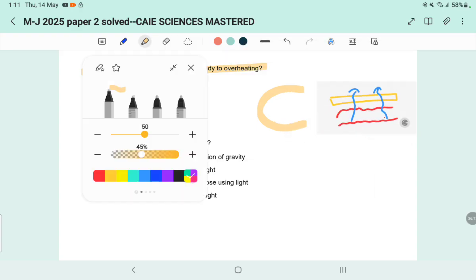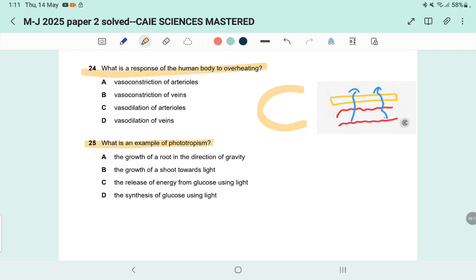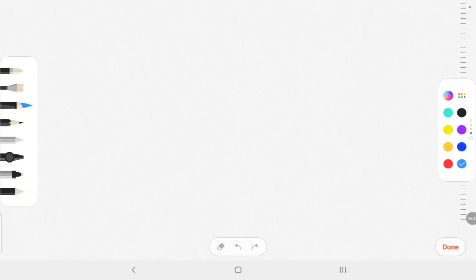Phototropism, it's a lovely lesson. So he's saying here, what is an example of phototropism? 25, the answer will be letter B. You will tell me how. Basically, when I say phototropism, I mean a growth of a shoot towards light due to the action of an auxin hormone. So let us also attach a drawing. We want to learn properly, so we need to have a common understanding of such concepts because they are really frequently repeated, and I noticed that in past years.